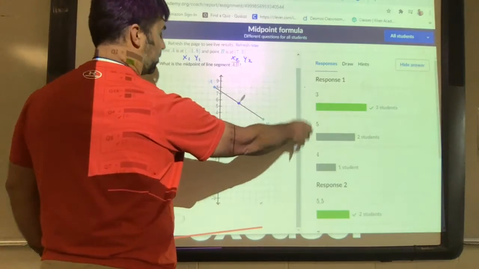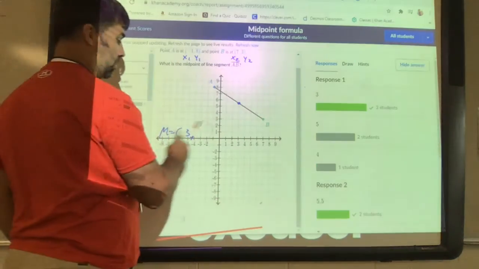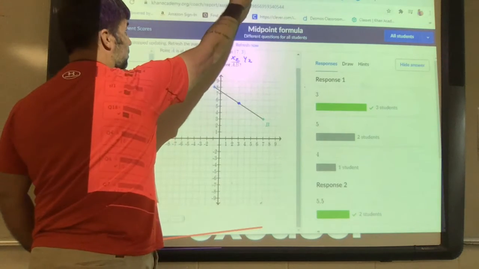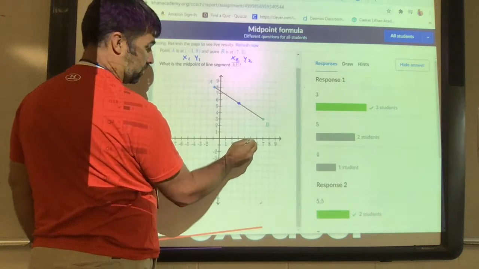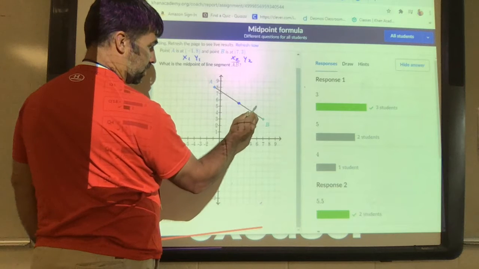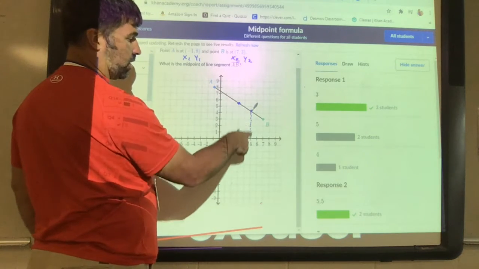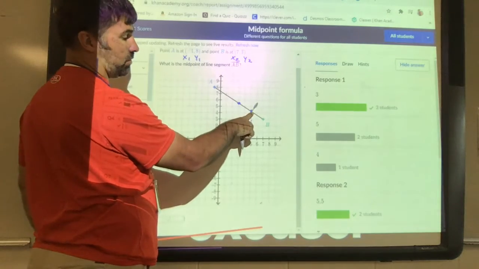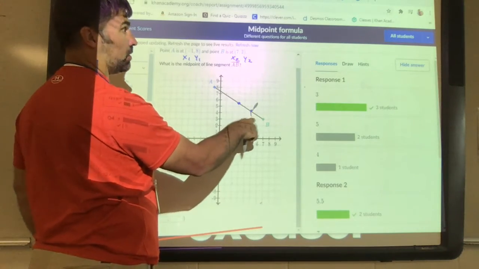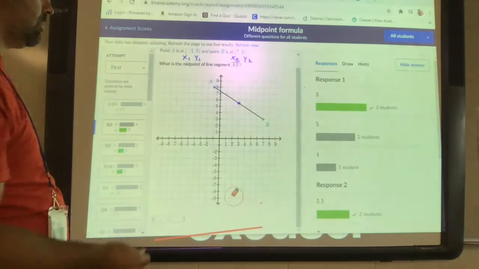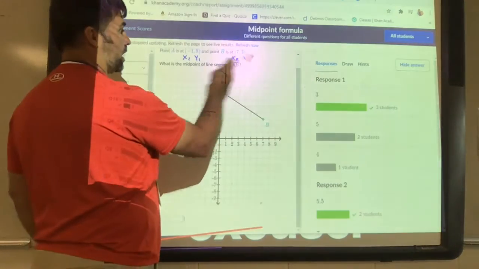So like 2 people put 5 as your X value. Well, if 5 is your X value, it's going to hit right there. So it's a little more than 4. Well, for one thing, that's not in the middle. That doesn't make sense. That's not close to the middle. So when you get your answer, plot it and make sure it makes sense. Okay? So that's using the formula.